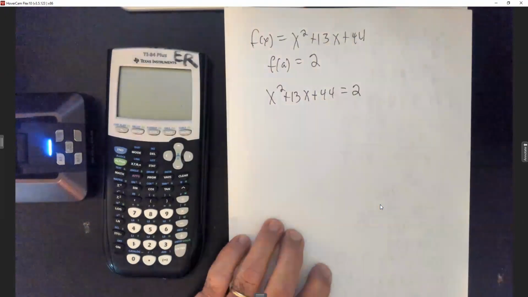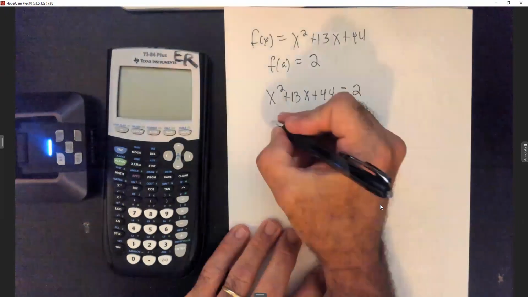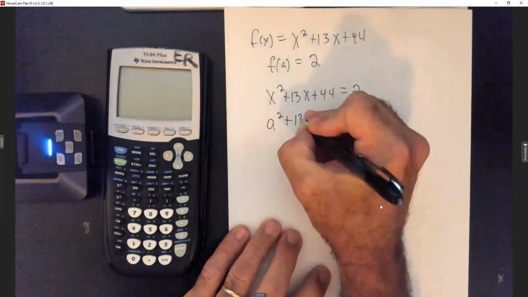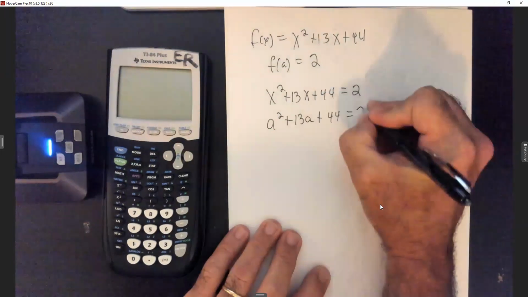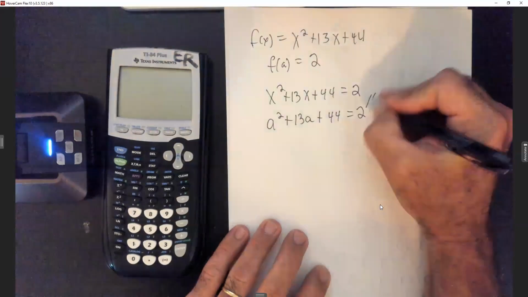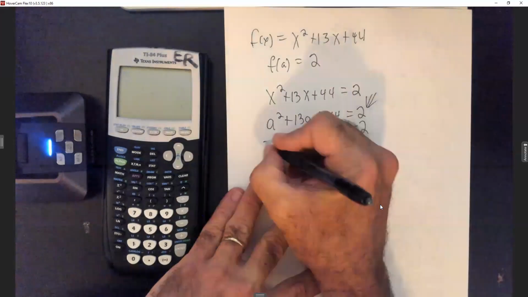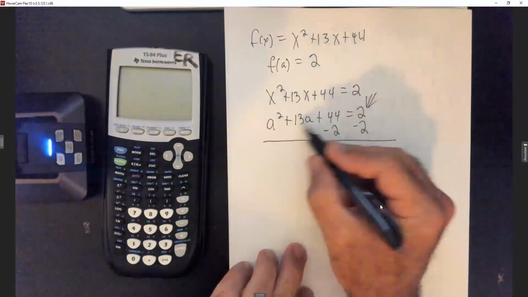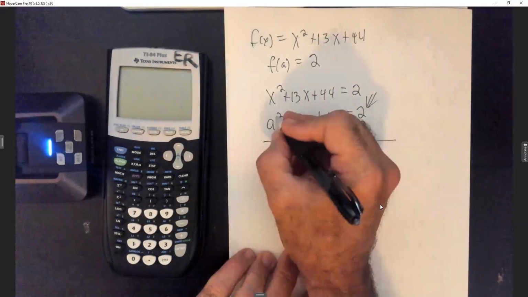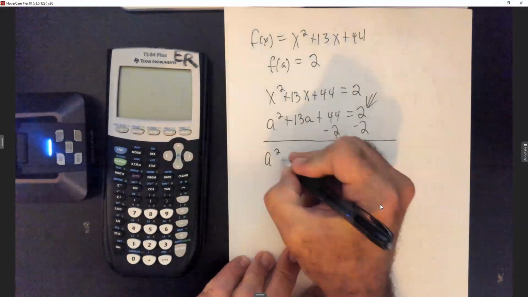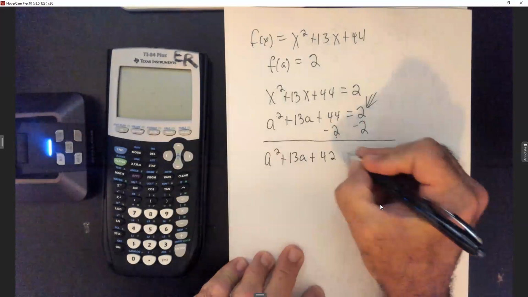Now I could replace these x's with a's since they're giving me that for the variable. So if you want to be official, a squared plus 13a plus 44 has to equal 2. Well, we just learned to solve that. Where that 2 is, it needs to be a 0, so we're going to subtract 2 from both sides. Now, since this already had all 3 parts, you do have like terms with that number, okay? So a squared comes down, plus 13a. 44 minus 2 is a positive 42, all equal to 0.